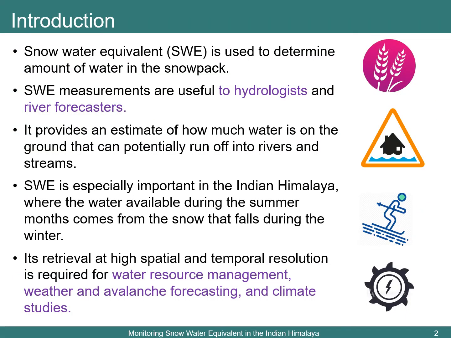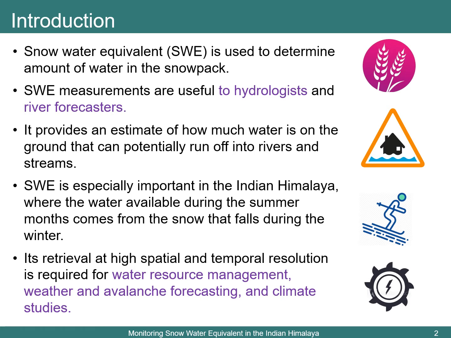Snow water equivalent is used to determine the amount of water in the snowpack. Snow water equivalent measurements are useful to hydrologists and river forecasters. It provides an estimate of how much water is on the ground that can potentially run off into rivers and streams. It is especially important in the Indian Himalaya, where the water availability during the summer months comes from snow that falls during the winter.